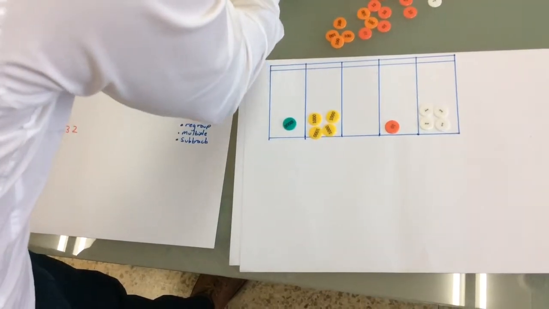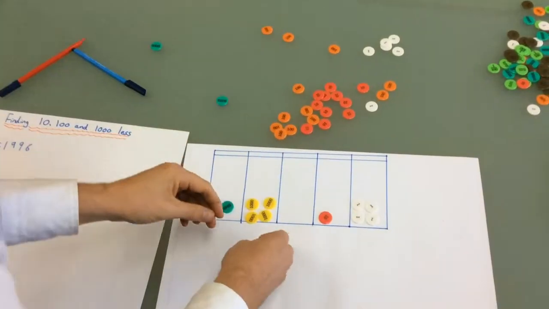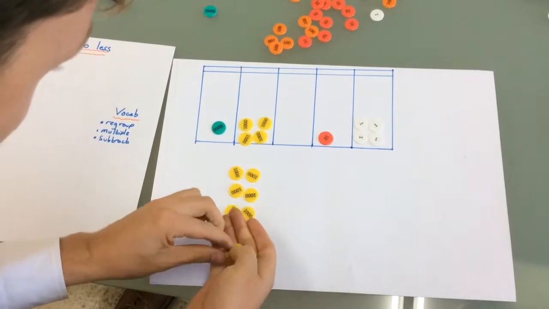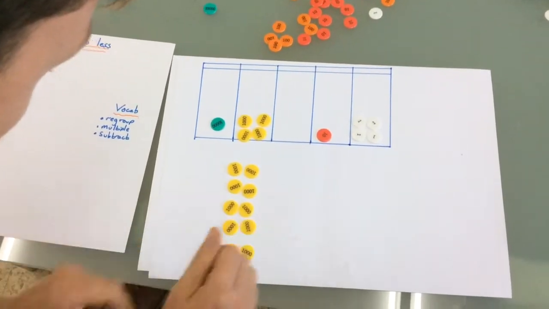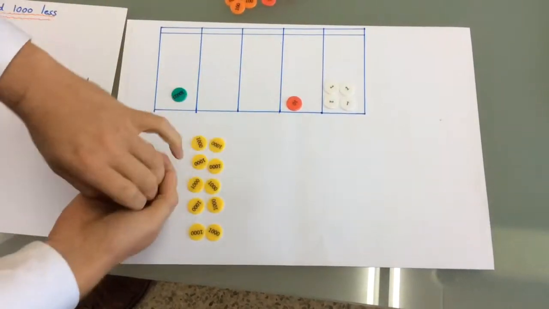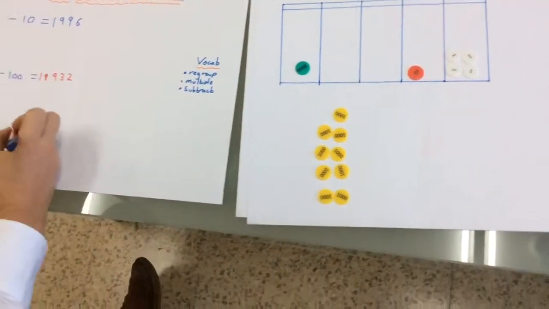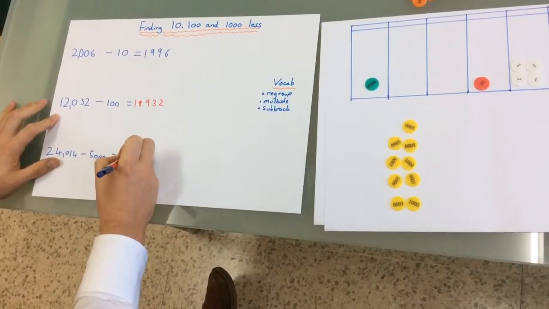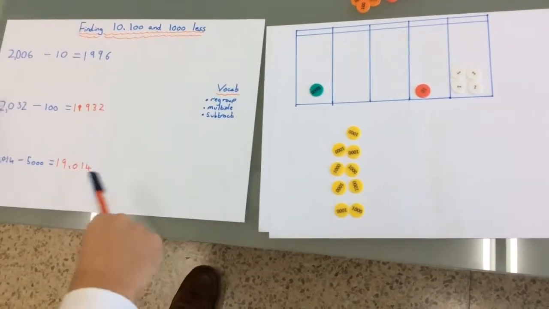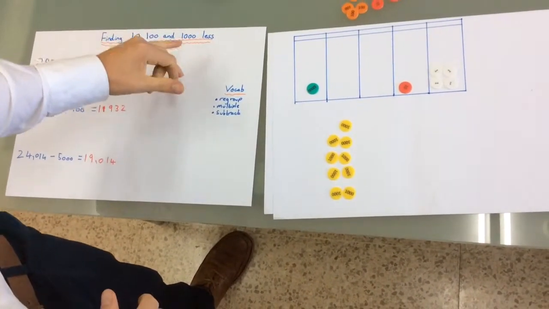4, 5, 6, 7, 8, 9, 10. Let me put these down. 2, 4, 6, 8, 10. Okay, so now, if I think about this, if I subtract 5 of these, I'm going to be left with 9. So the answer to 24,014 subtract 5,000 is 19,014.